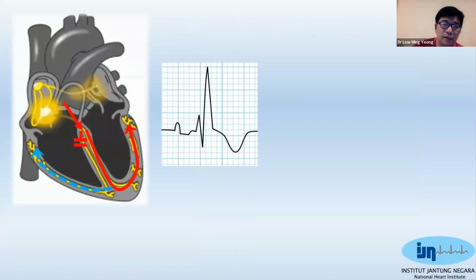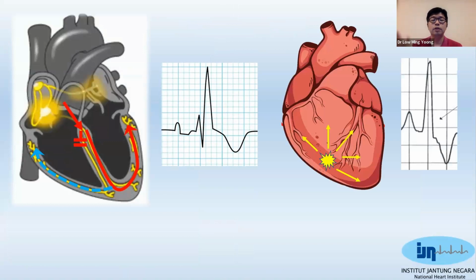Okay, so now let's see. I just put both together. This is what I explained just now, SVT with aberrancy. This is PVC, but if you continue, then it becomes VT. Okay, what is the difference between these two? The initial, remember when I was talking about the initial depolarization, if you have SVT with aberrancy, the initial depolarization is always by His-Purkinje. The later part is by ventricular. But if you have VT, the initial depolarization is always ventricular myocardium. So the initial sharp complex that you see signifies that this is from the His-Purkinje system.